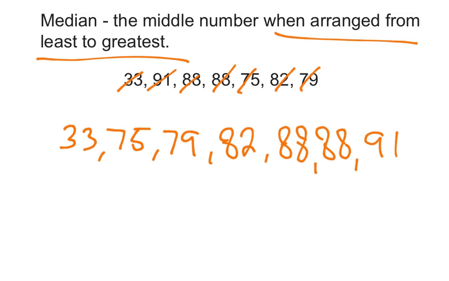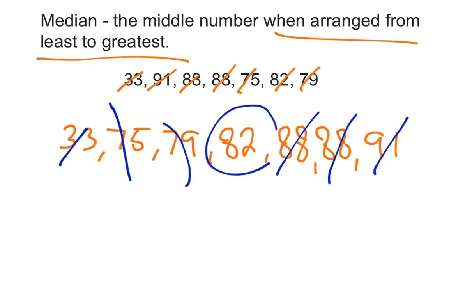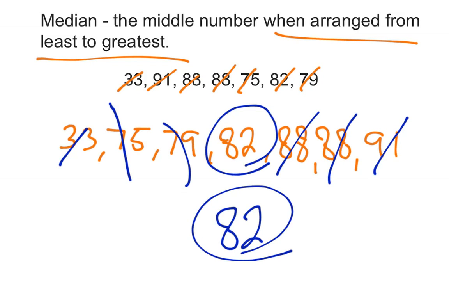So now what I like to do is I start on each end and I start crossing them off. Now when I cross off a number like 33, I also have to cross off its counterpart, the 91. So I'm actually moving from the ends going in. So kind of at the same time here, I'm going to cross off the 75 and the 88. Pretty much at the same time, I just work my way in. The 79 and the 88 go together, they cross off, and finally I get an exact middle number, which we call the median. 82 is the middle number.